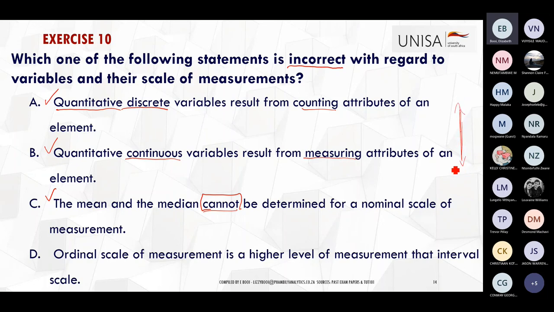At the bottom, we have nominal, and at the top, we have, I think, ratio or interval. I'm not 100% sure. It starts from nominal, then it goes to ordinal. So in terms of that statement, which one is the highest will be the interval, right? Yeah. Here it says the ordinal is higher than interval, so that will be the incorrect statement that we are looking for.